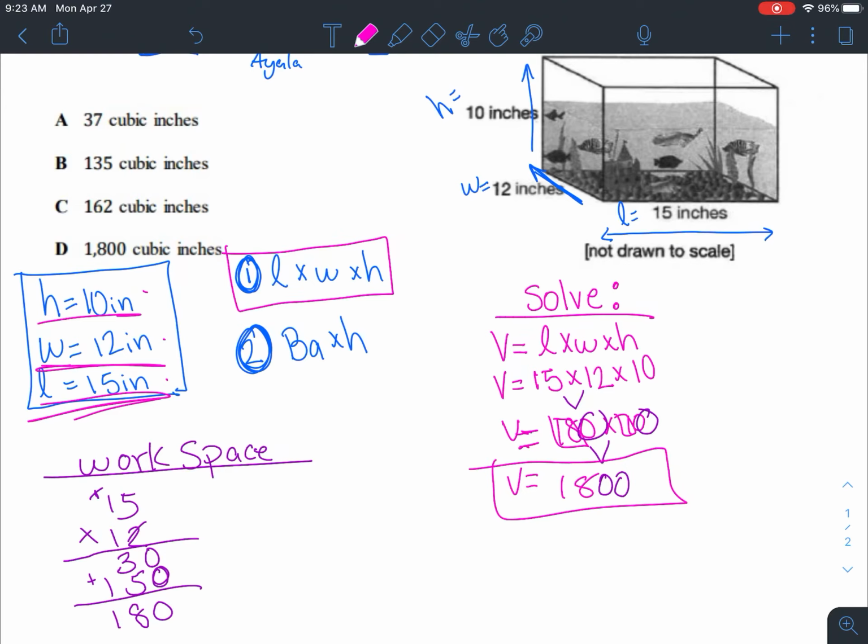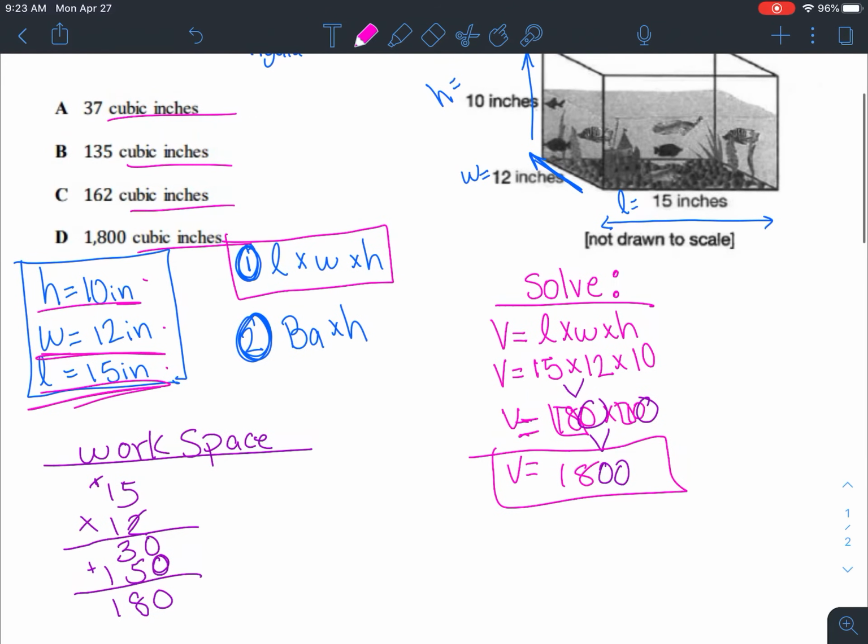I'm thinking though, and I'm noticing in my answer choices that they all have units and labels. So I'm actually going to go back to my answer and I'm going to edit this. I know that the volume is 1,800, but I need to figure out 1,800 what? Are we talking about strawberries? Are we talking about oranges?